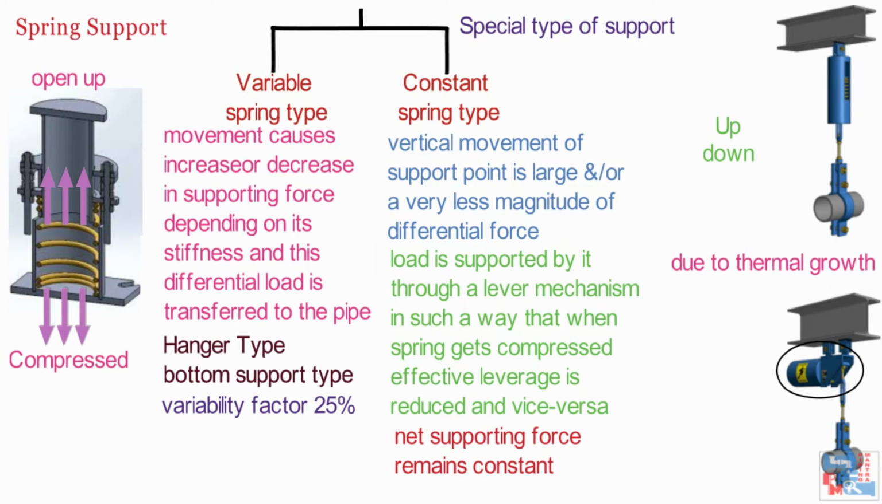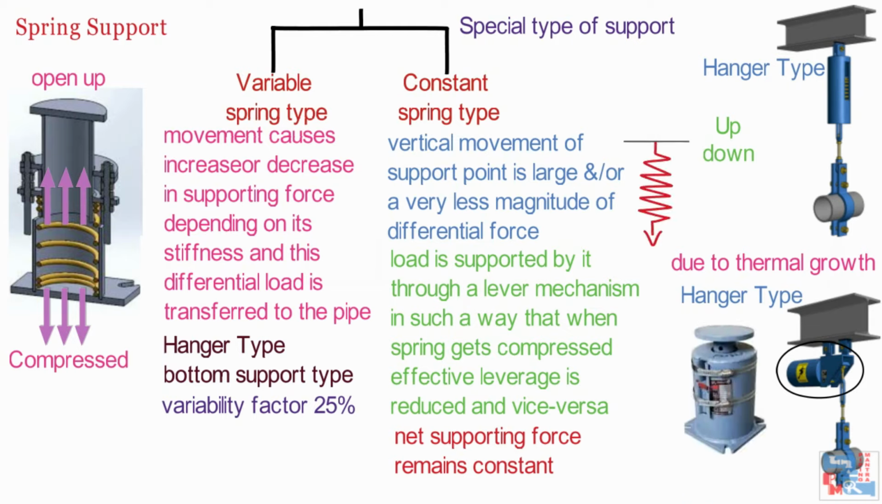Now let's discuss these two terms, hanger type and bottom support type. First is hanger type variable. In hanger type variable spring supports, the pipe is hung from the secondary support using a hanger type spring as shown in the figure. Next one is bottom support type variable. In a bottom support type variable spring, the pipe is resting on top of the spring load plate as shown. The selection is based on the availability of structure.